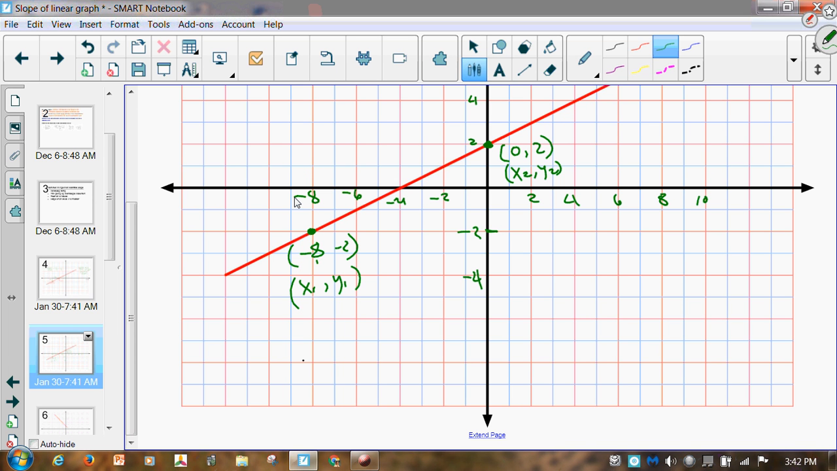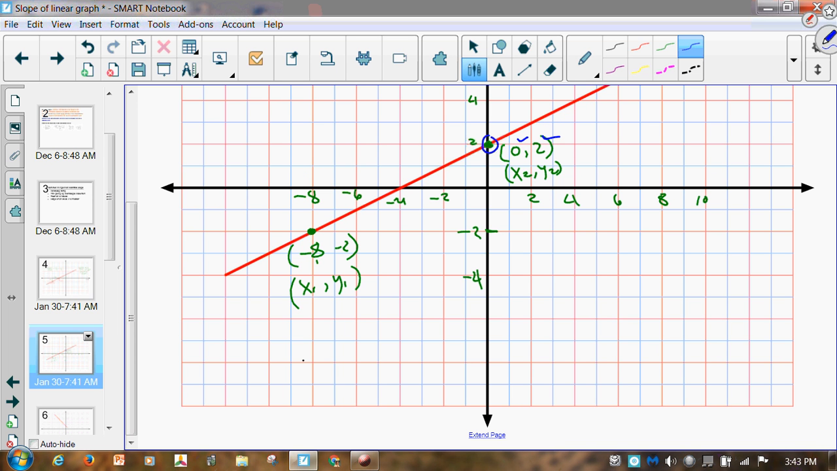The second point I've chosen is a different one from the one we looked at before. And it is at 0 for x. Notice that this point right here is not going either left or right from the y-axis position. So the 0 is the x position, and up 2 is the y position. So x2, y2 is a point at 0, 2.